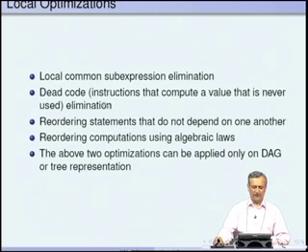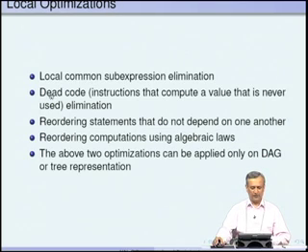Local common subexpression elimination is one of the very important optimizations. As the name suggests, if there are many expressions A equal to B plus C, x equal to B plus C, etcetera, within the same basic block, B plus C is a common subexpression. There is no need to compute this subexpression again and again under certain conditions, that is, B and C are not modified.